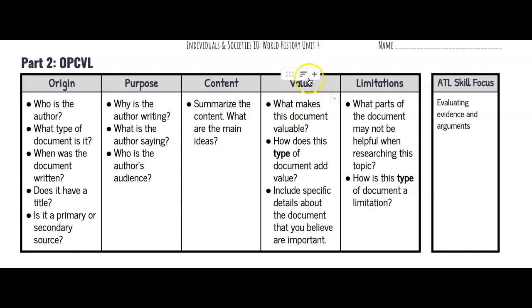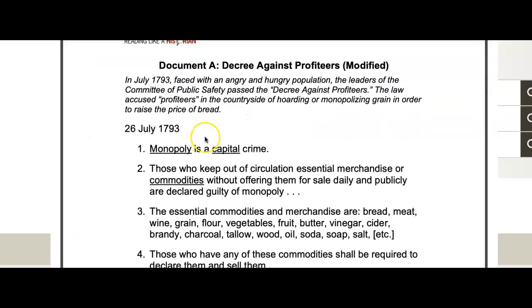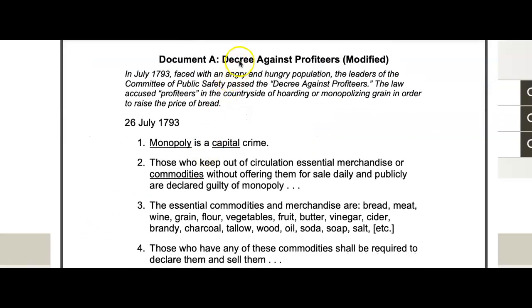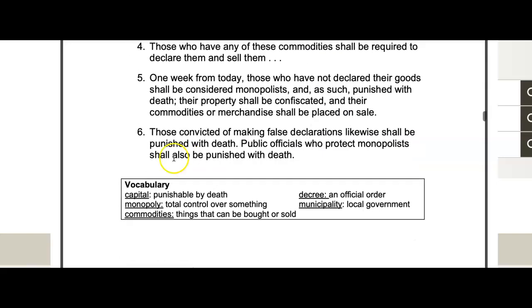Now we're on the V or value section. So what makes this document valuable? Well, our main thing that makes it valuable is that it is an official decree. It's actually meaningful. It was passed by a committee of people in charge, and we can infer that this was followed up upon, though we don't have evidence of that right now. It's very official. It has very clear expectations. So we're going to say it's valuable because it's an official decree.